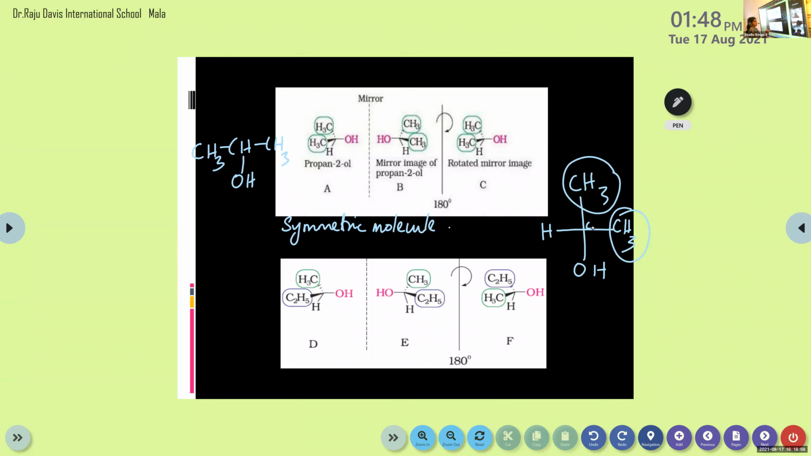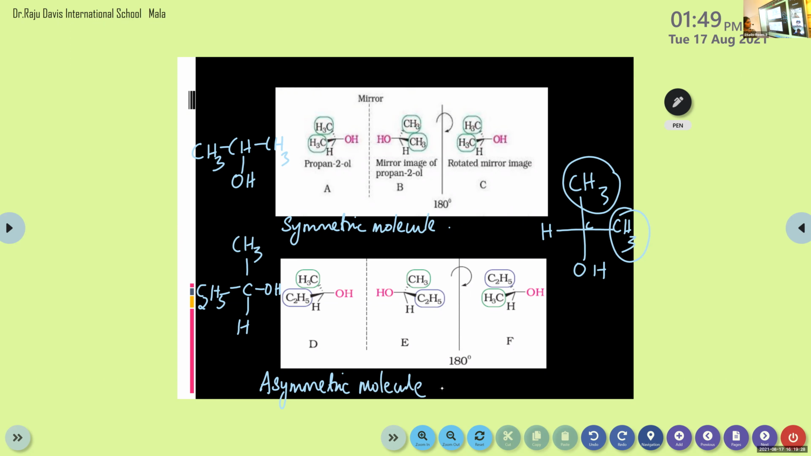Emmanuel, can you tell me, is this D symmetric or asymmetric? These are the groups present there: C2H5, then C. Asymmetric, ma'am. Yeah, asymmetric, because four groups are different, right? Four groups are different, so this is considered as an asymmetric molecule.